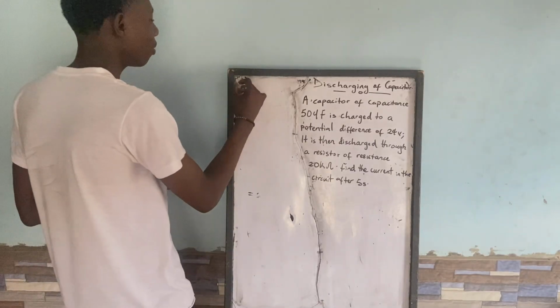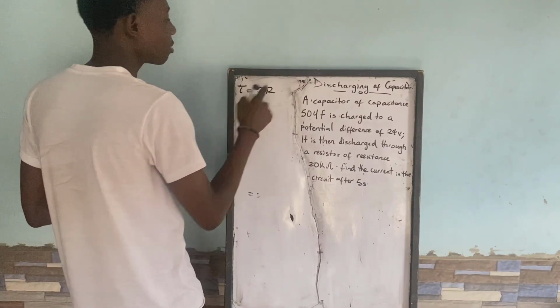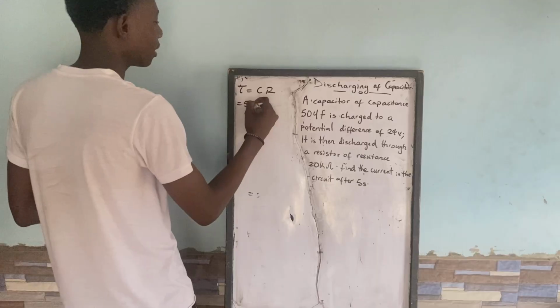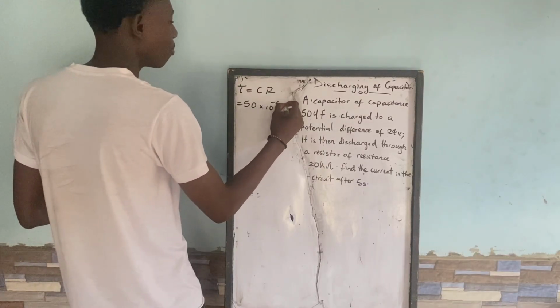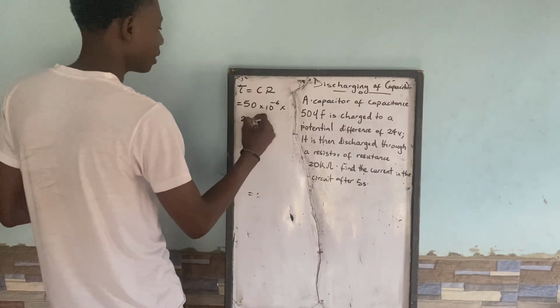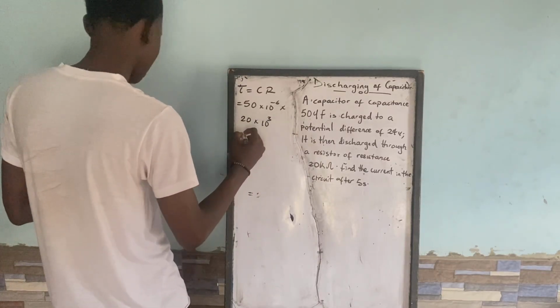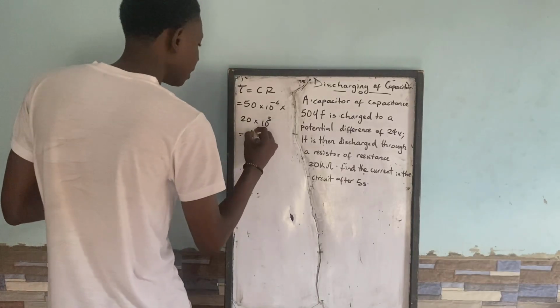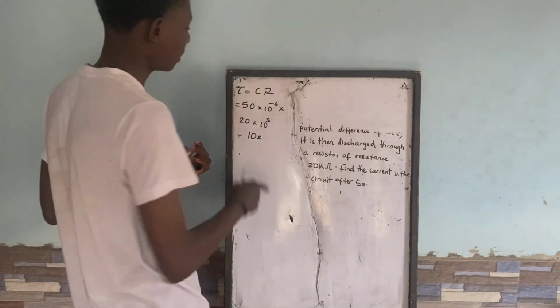I know that our tau is equal to capacitance multiplied by resistance. Our capacitance is 50 microfarad, that's 50 times 10 raised to power minus 6, multiplied by our resistance of 20 kilo ohms, that's 20 times 10 raised to power 3 ohms. Multiplying that together, we would have our answer to be 10 seconds. So I told you that our tau is 10 seconds.